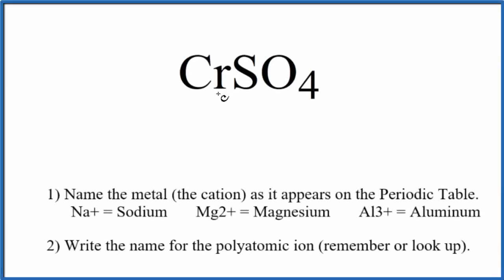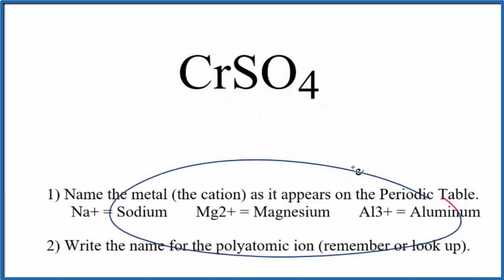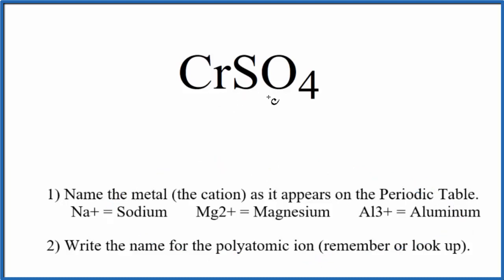To write the name for CrSO4, we first need to realize we have this SO4 group here. This is called the sulfate ion. So we have the sulfate ion bonded to a metal. In chromium, Cr, this is a transition metal. So we have a metal, these nonmetals with the polyatomic ion. This is an ionic compound. So we use these rules here to write the name for CrSO4.